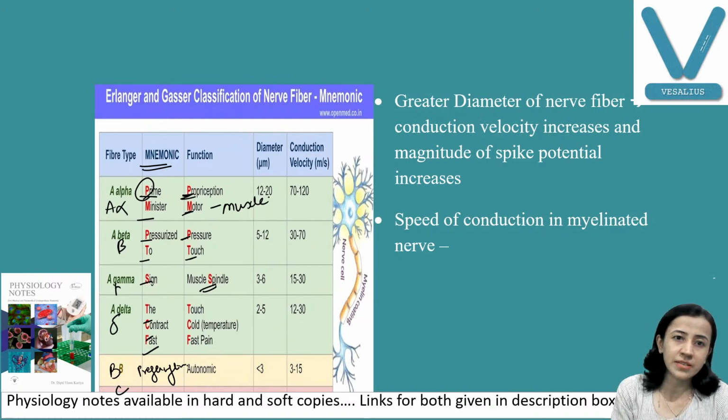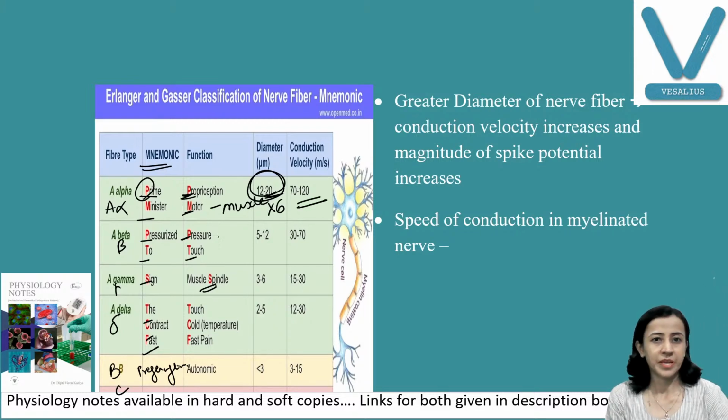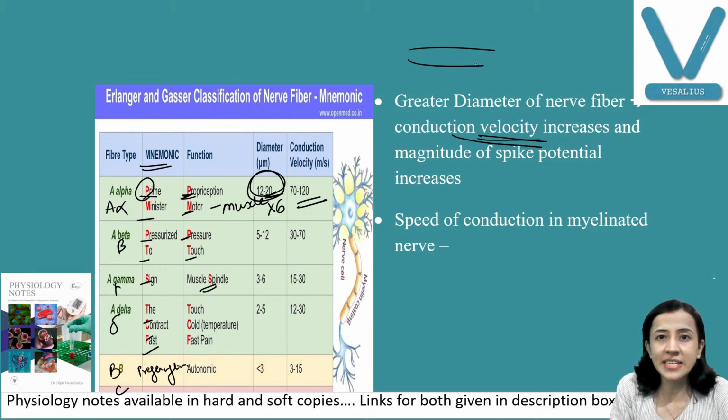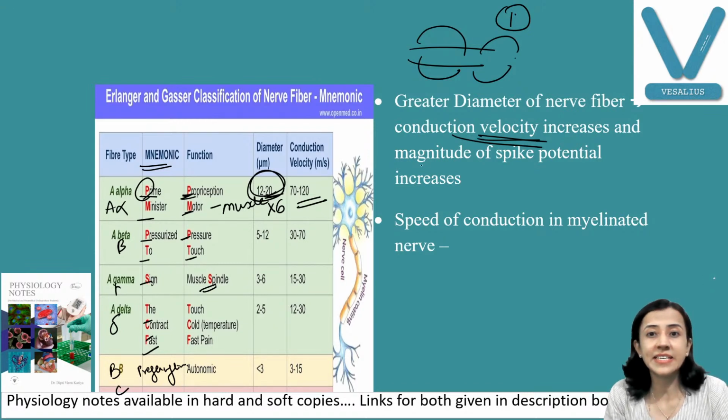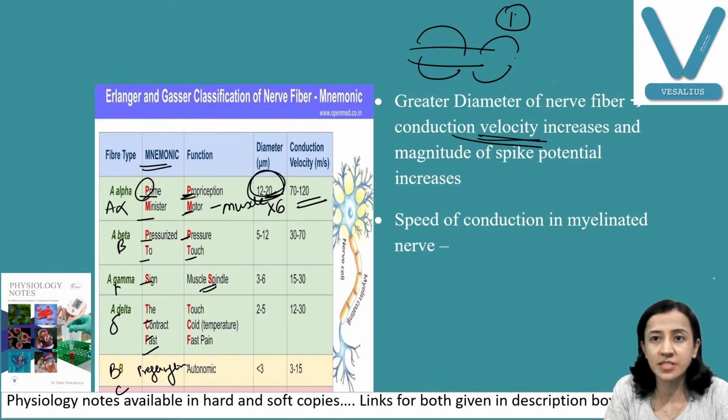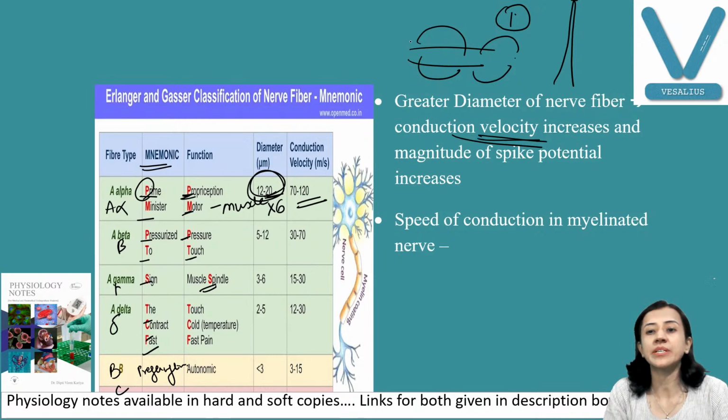Diameter, I gave you how to remember this. Diameter you have to multiply by 6 and you will get the conduction velocity. 12 to 20, 5 to 12, 3 to 6, 2 to 5, less than 3. Fine. Here the important thing is increased diameter. You can see, the greater the diameter of the nerve fiber, the conduction velocity increases. Means in myelinated fibers, the conduction velocity is fast. Important. And the second thing is the magnitude of the spike potential also increases. Means the height of the spike also increases if the diameter is more.